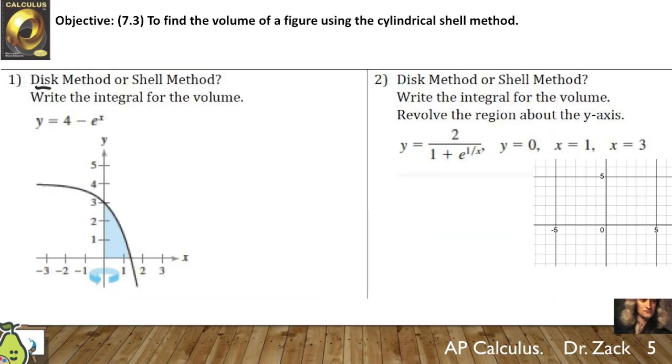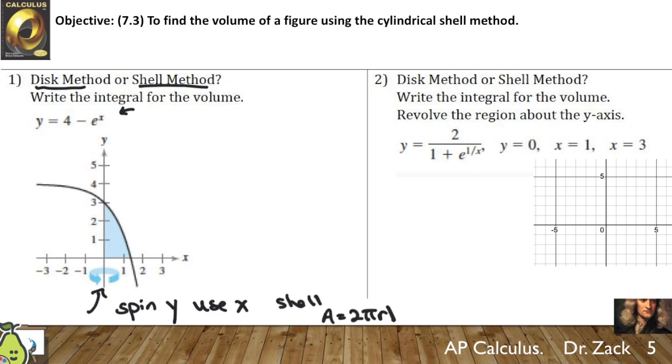So now you have to decide disk method or shell method. So you have 4 minus e to the x. You probably want to use x's, but notice that we are spinning y, and I prefer to use x's. That's going to be the shell method, and the shell method means that we're going to use the area is 2 pi r h. So now that you've decided which method to use, the radius is drawn from the axis of the revolution to some arbitrary point.